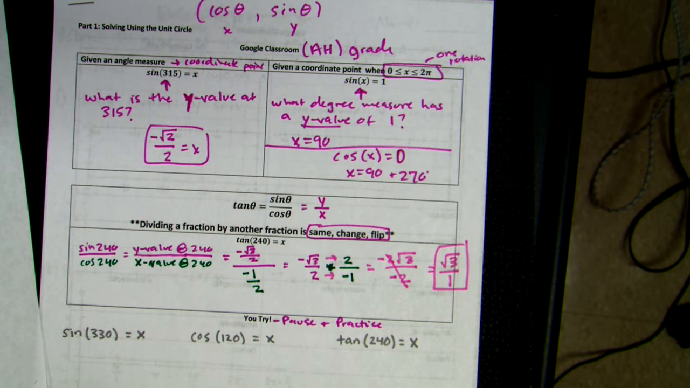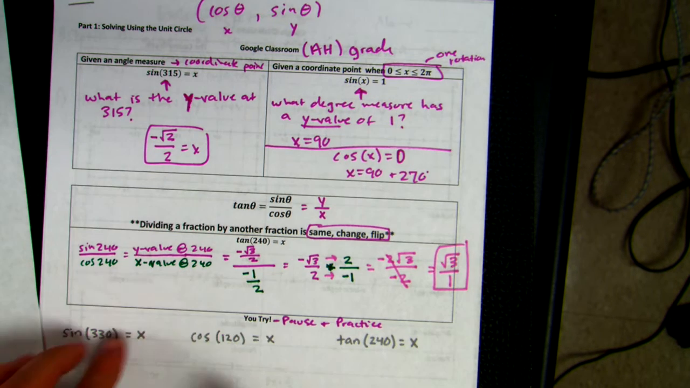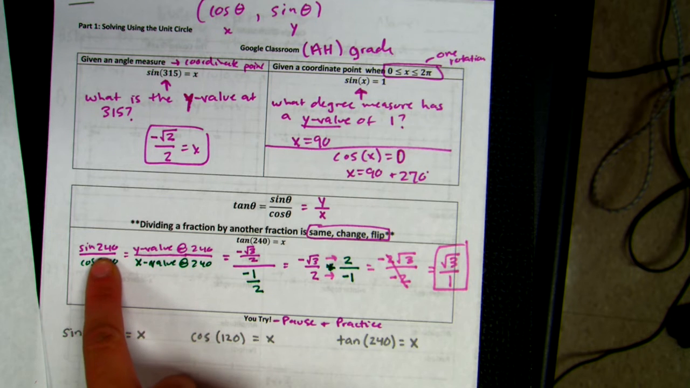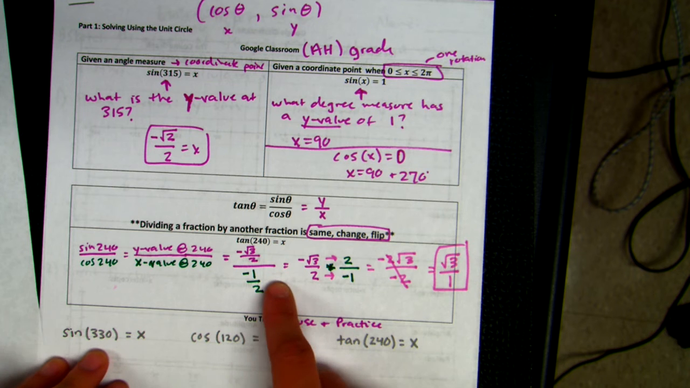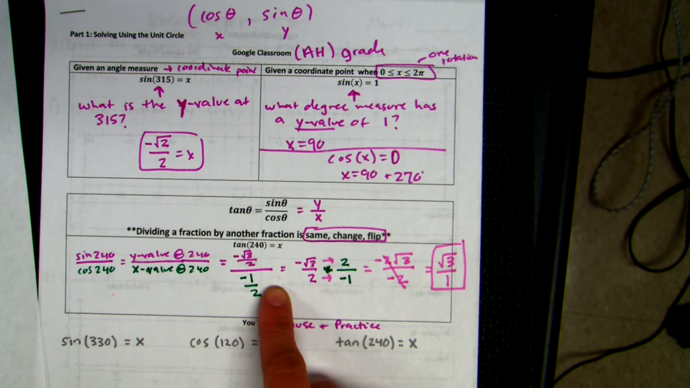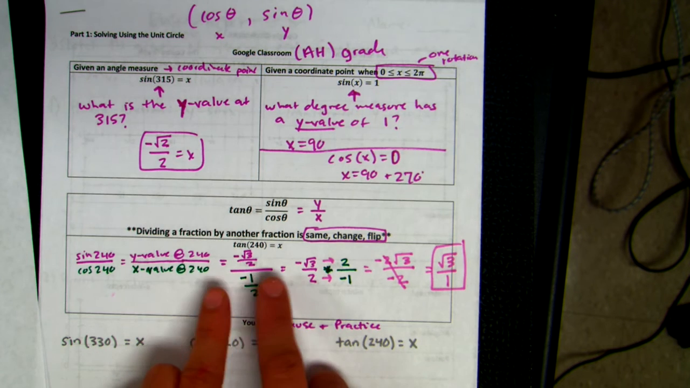Okay, so tangent is exactly the same thing. You're looking for your x and y values at a specific degree measure, but it gets a little tricky with our same change flip when we're dividing a fraction within a fraction. Okay, that is it for this section.